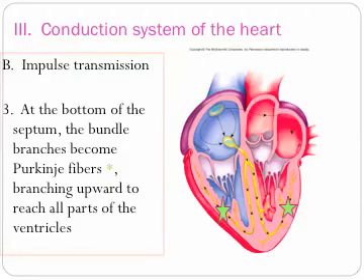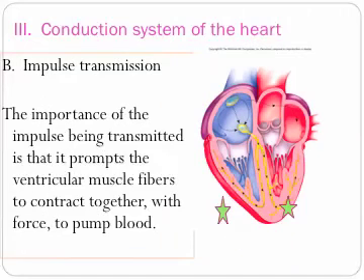Well, as we said, these signals, the impulses, have to get to the entire ventricles, left and right, 3D, all the way around the heart. And so they branch upwards, wrap around the heart through the ventricles, and these branches are called Purkinje fibers, named after a person. Ultimately, the importance of the impulse being transmitted is that it's going to make the ventricle muscle fibers contract and pump blood.